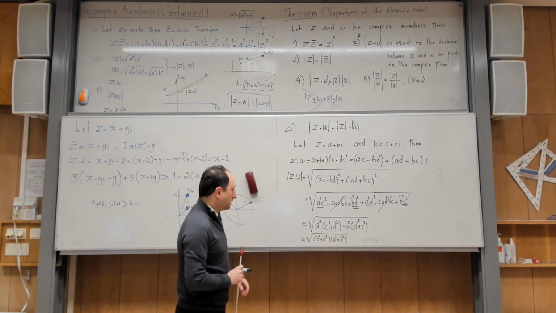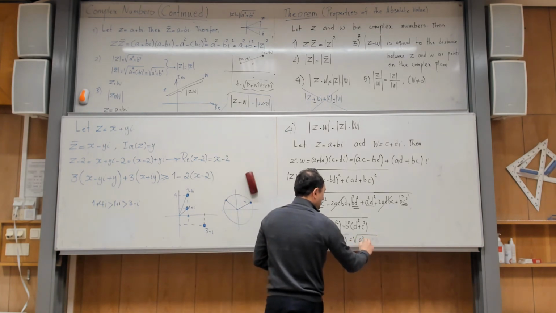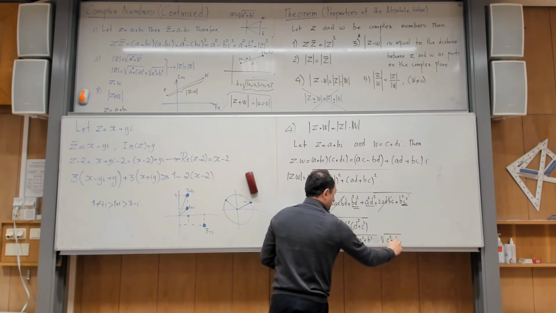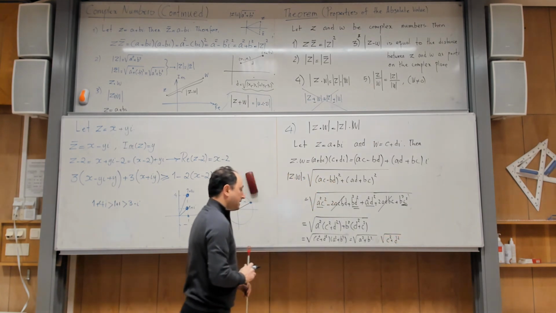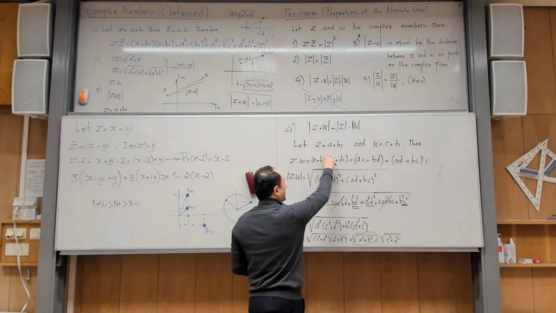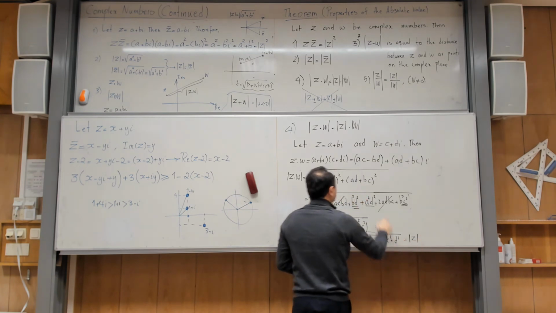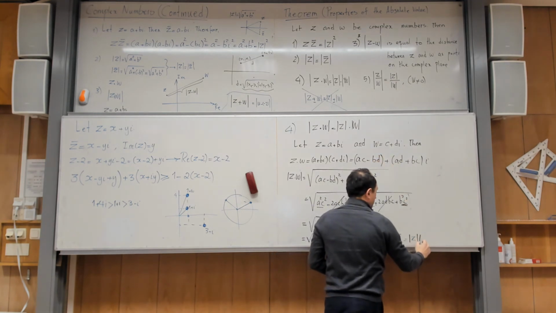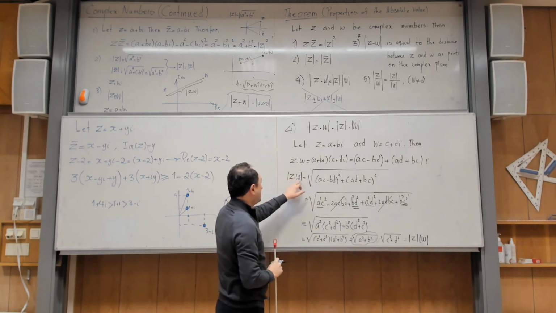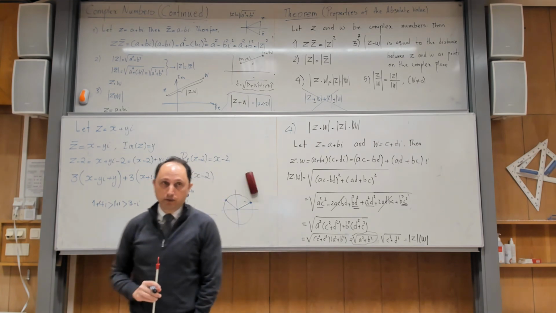Yes. And then I can decompose this as the square root of a squared plus b squared multiplied by the square root of c squared plus d squared. This will work. But then if I ask you what is this one, this is exactly the absolute value of z. And what is this one? That is the absolute value of w. So I was able to show that the absolute value of z times w is equal to the absolute value of z times the absolute value of w.